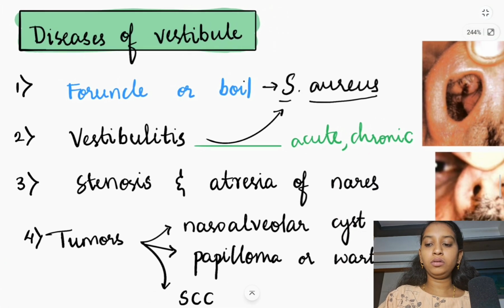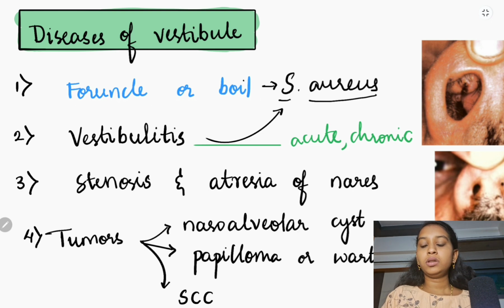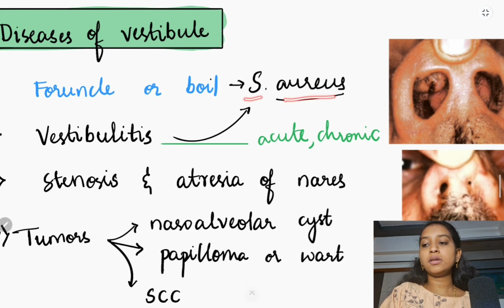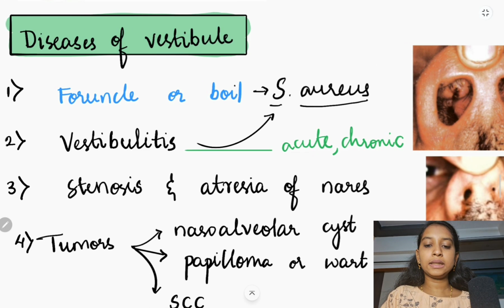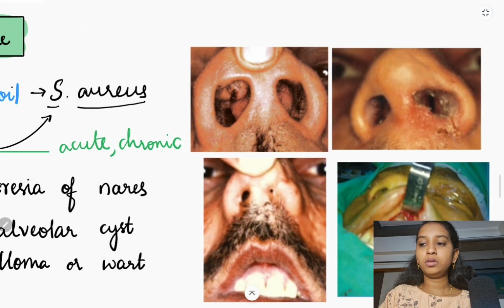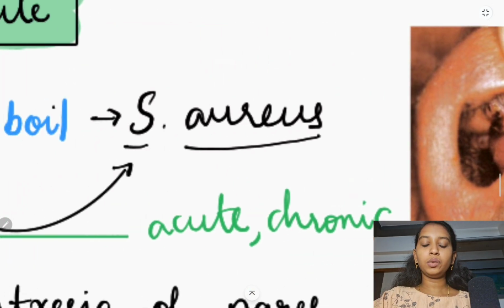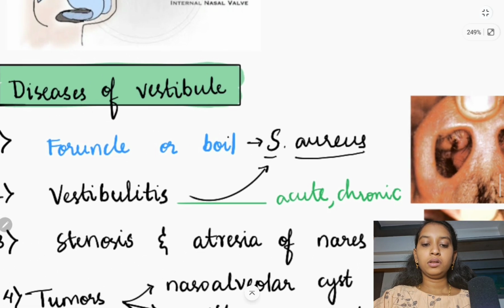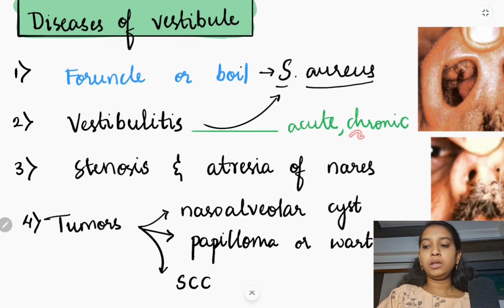Diseases of the vestibule: furuncle or boil. This is due to Staphylococcus aureus affecting the hair follicle. Next, vestibulitis, inflammation of the skin of the vestibule, as you can see here. In acute vestibulitis, the vestibule appears red and swollen, whereas in chronic vestibulitis, there may be scarring and fissures present.